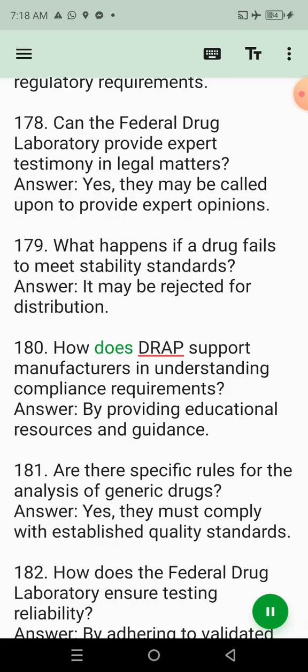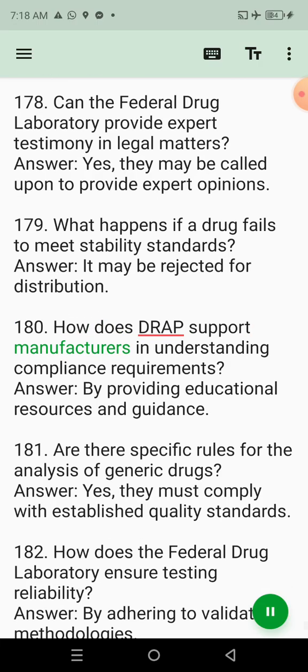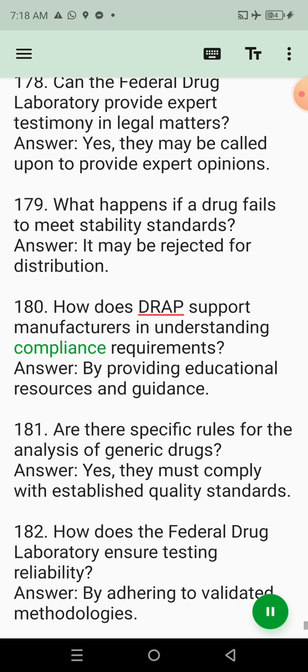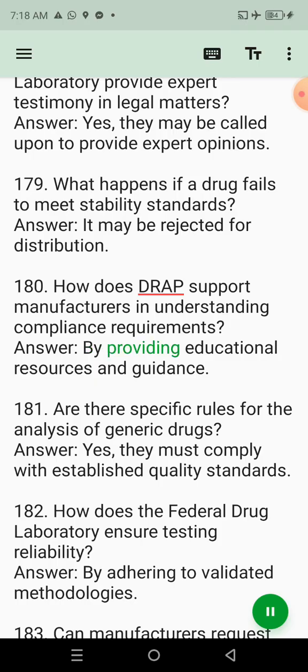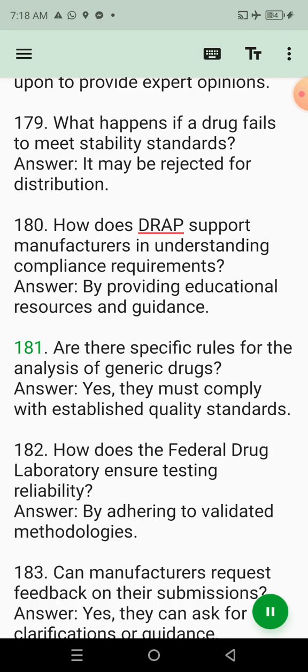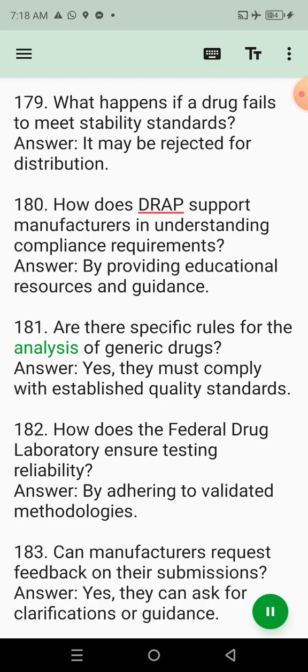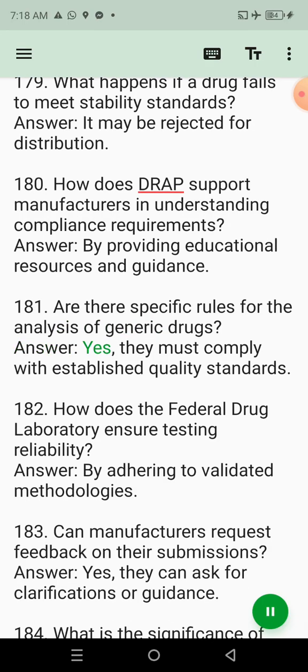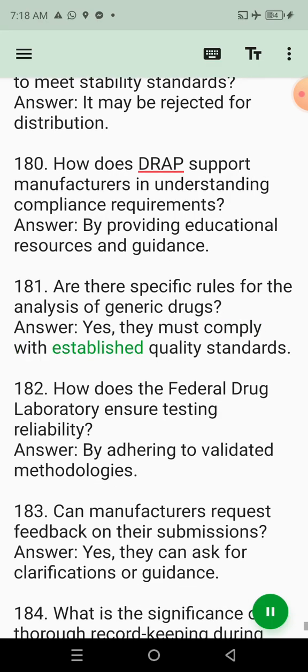180. How does DRAP support manufacturers in understanding compliance requirements? Answer: by providing educational resources and guidance. 181. Are there specific rules for the analysis of generic drugs? Answer: yes, they must comply with established quality standards.